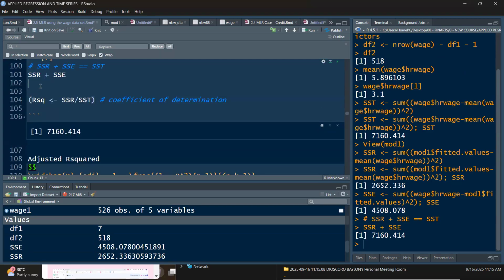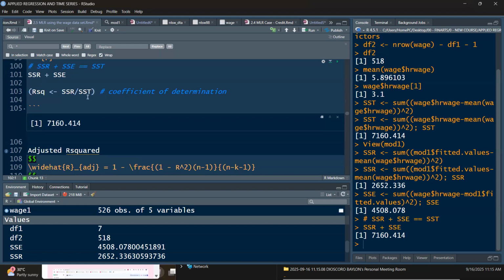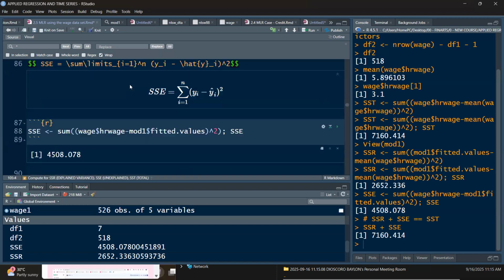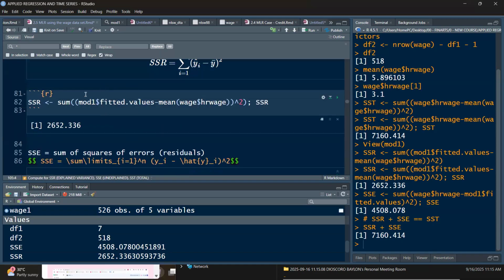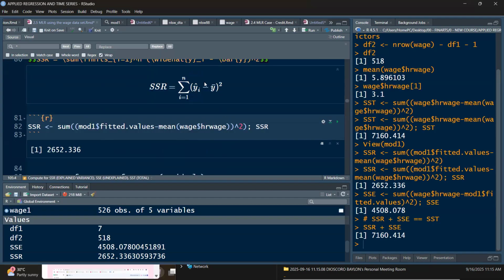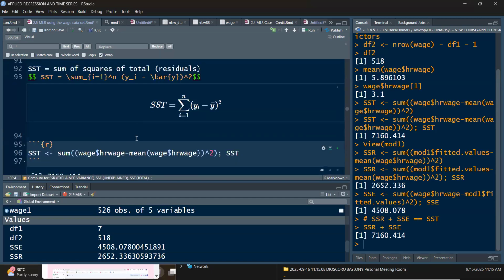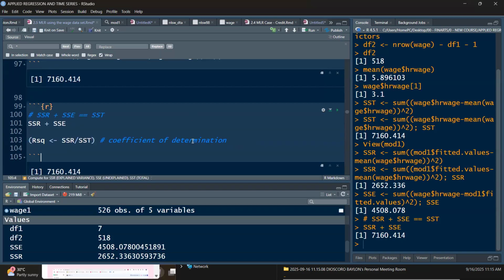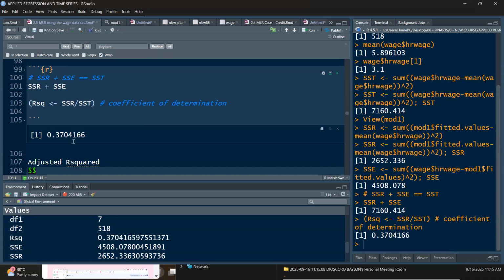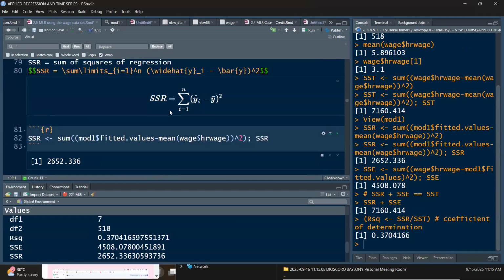Okay, so now we can get the R squared. R squared is simply the proportion of your regression variance, this one, okay, that which we were able to improve on compared to the mean, divided by the total variation. The total variation is 7160.414, right? So if we get R squared, which is SSR over SST, we get this. Control enter. 3704. Okay, 3704, and that's this one.